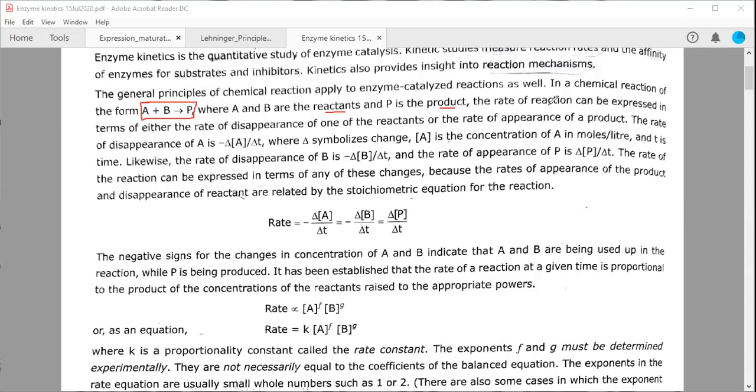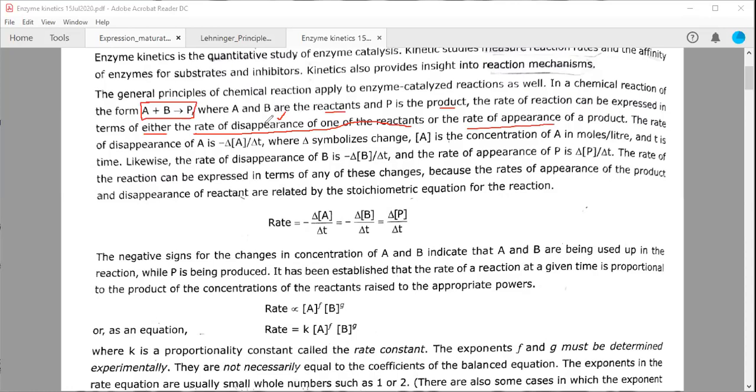The rate of reaction can be expressed in terms of either the rate of disappearance of, now if you want to show the rate of reaction, you can assume two things, because both A and B will disappear when this reaction takes place, and both will combine to make a product P. So there are two ways to write a reaction rate. Either it is the rate of disappearance of one of the reactants, so either A or B, and actually both will disappear as the product will form, or the rate of appearance.